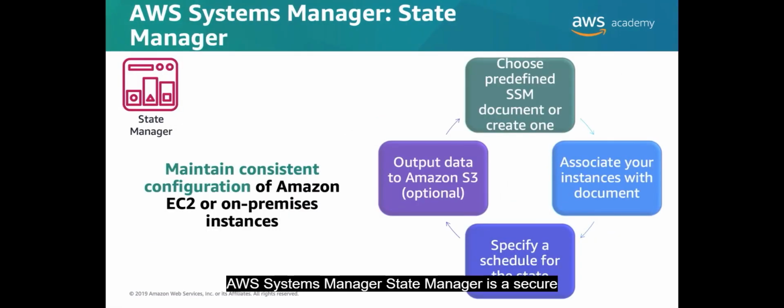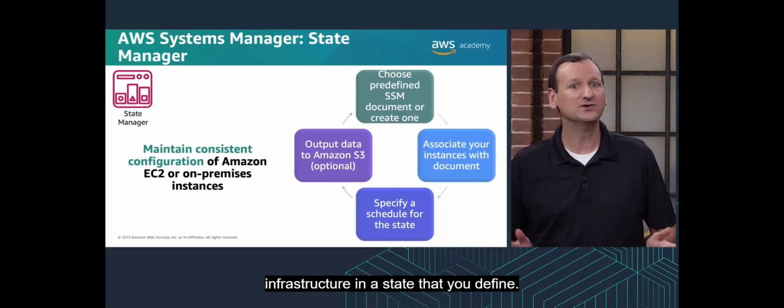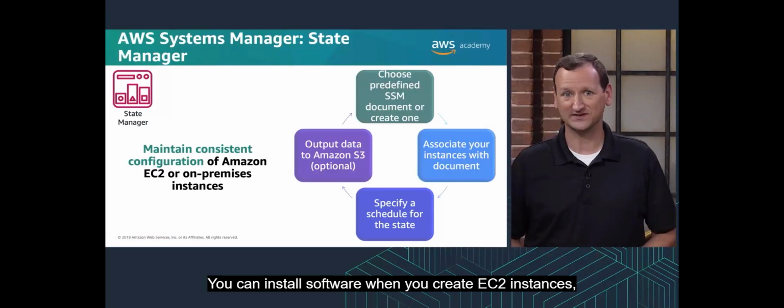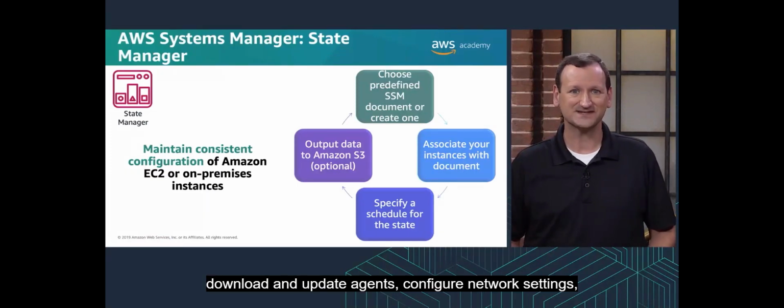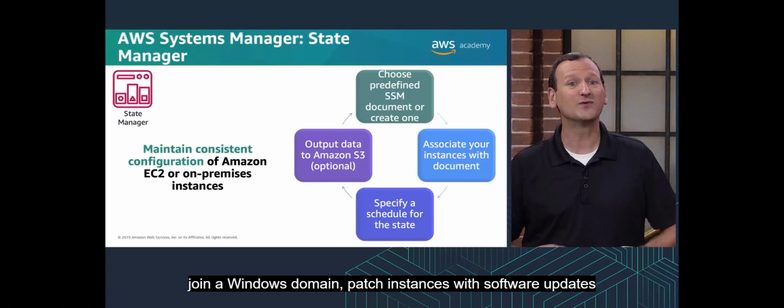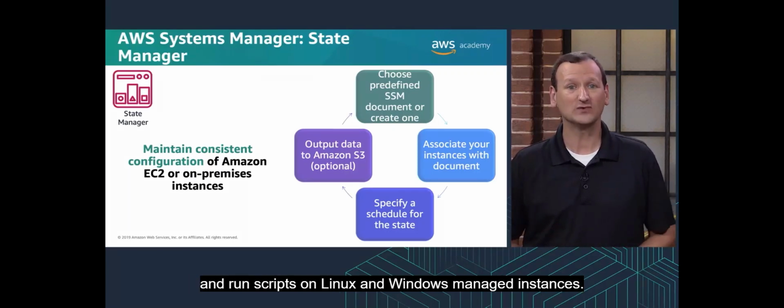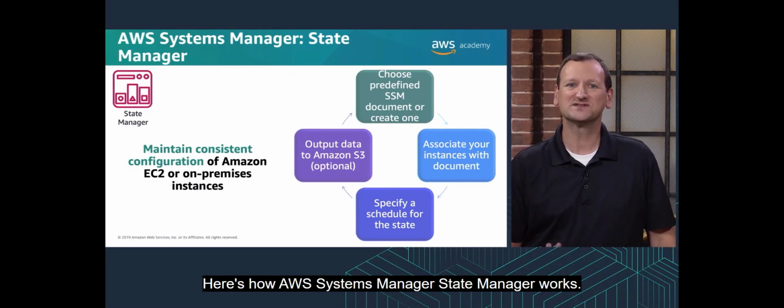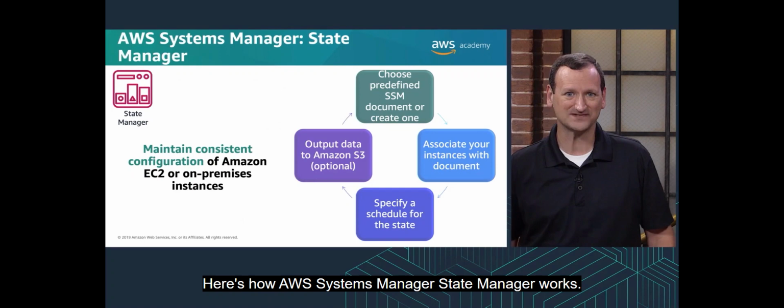AWS Systems Manager State Manager is a secure and scalable configuration management service that automates the process of keeping your EC2 and hybrid infrastructure in a state that you define. You can install software when you create EC2 instances, download and update agents, configure network settings, join a Windows domain, patch instances with software updates, and run scripts on Linux and Windows managed instances. Here's how AWS Systems Manager State Manager works.